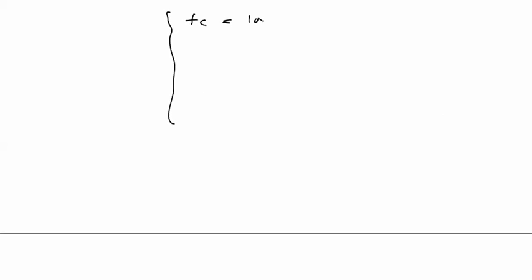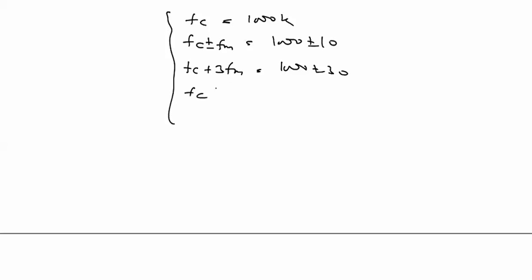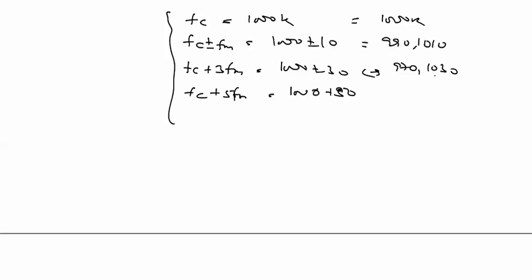fc is 1000k. fc plus minus fm is 1000 plus minus 10, fc plus minus 3 fm is 1000 plus minus 30, fc plus minus 5 fm is 1000 plus minus 50. In the first case the answer is 1000k, in the second case 990 and 1010, in the third case 970 and 1030. We can pick the odd option out from all the given frequency components.